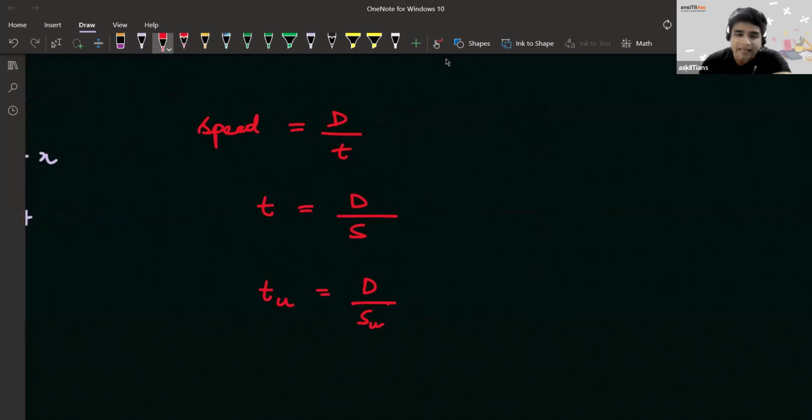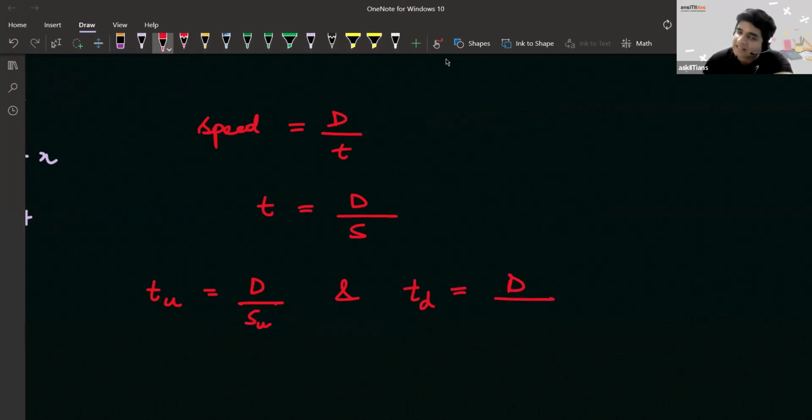Now, the same thing that I apply over here to speed upstream and downstream, for time downstream: time downstream, td, is equal to distance. Distance is the same. That's why I'm using the same variable d. And it is going to be speed downstream. I hope this makes sense to each and every one of you.